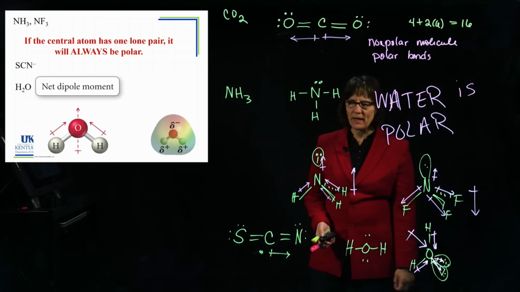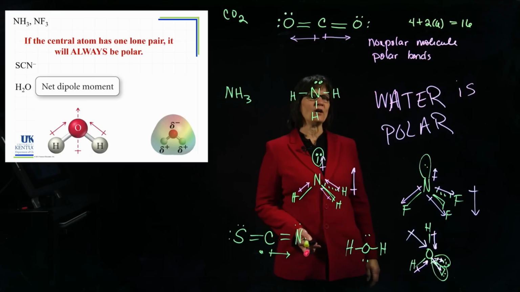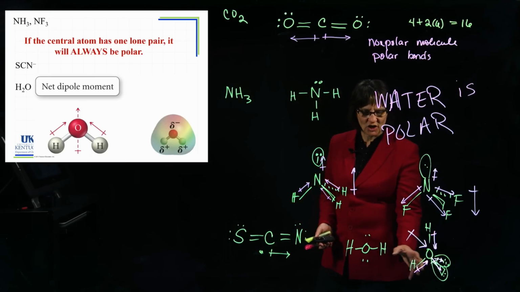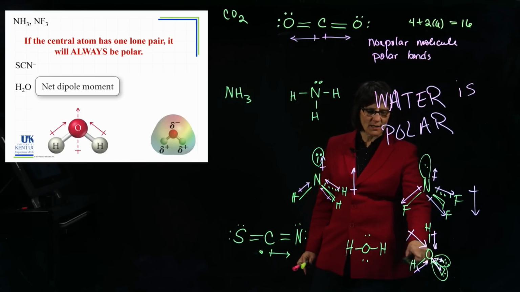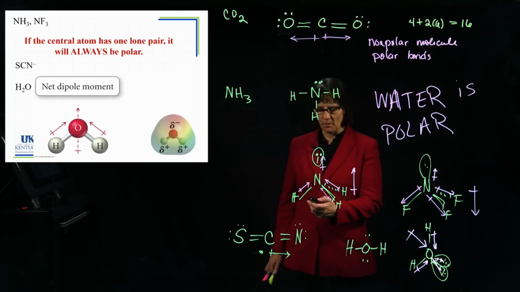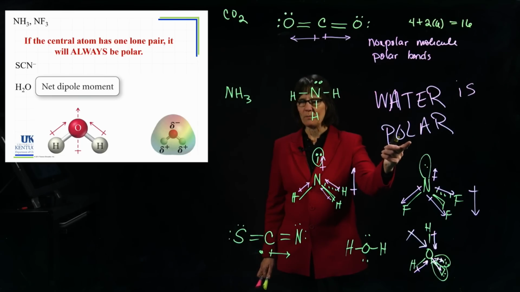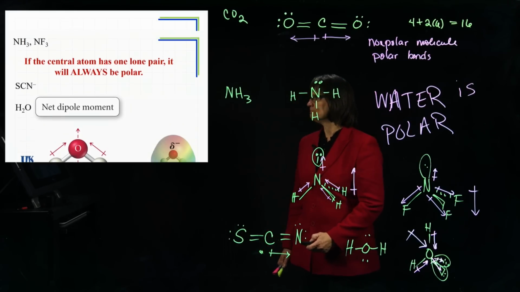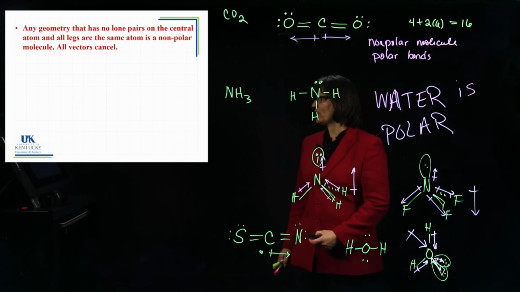It has two lone pairs, but having two lone pairs is not what makes it polar. It's the geometry it comes across, and there are times where the lone pairs are going to cancel each other out vector-wise, and it's going to be a nonpolar molecule. But remember that statement. So we need to do some more examples.